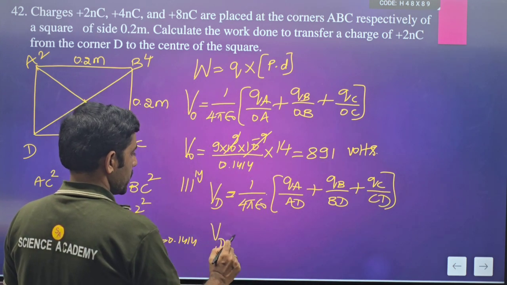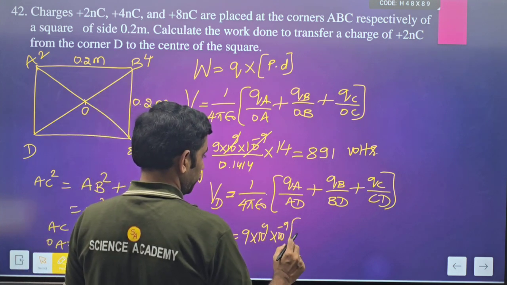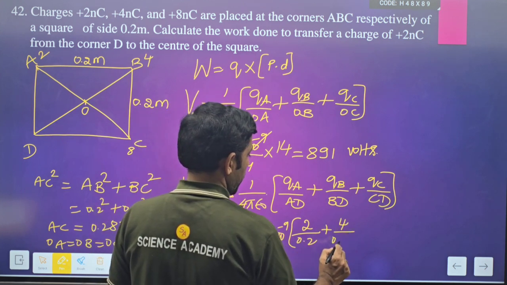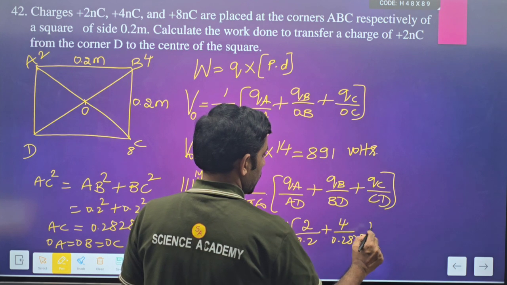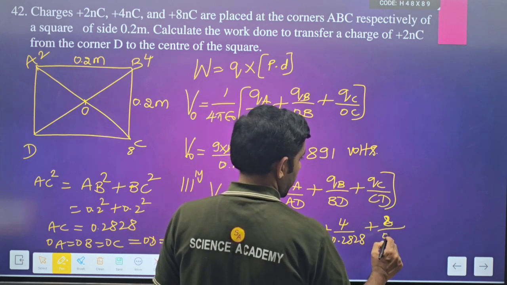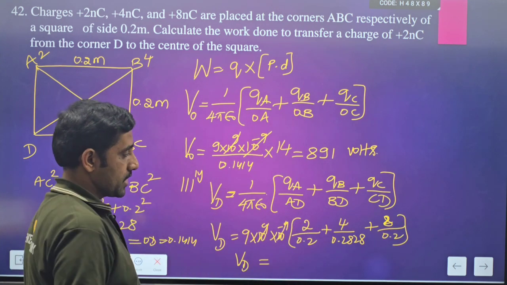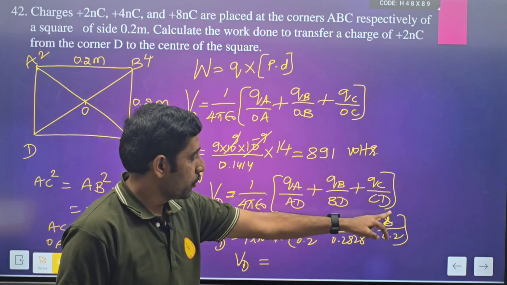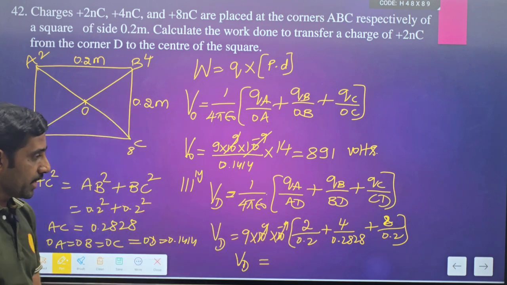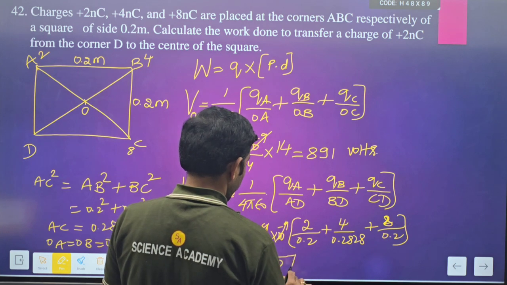If you simplify this one, 9 into 10 to the power 9, taking nano common, 2 divided by 0.2 plus 4 divided by BD, 0.2828, plus 8 nanocoulomb, 8 divided by 0.2. If you simplify this one, plus 9 minus 9 cancel. Nearly 14 point something you will get. So if you multiply it by 9, you will get nearly 578.5.